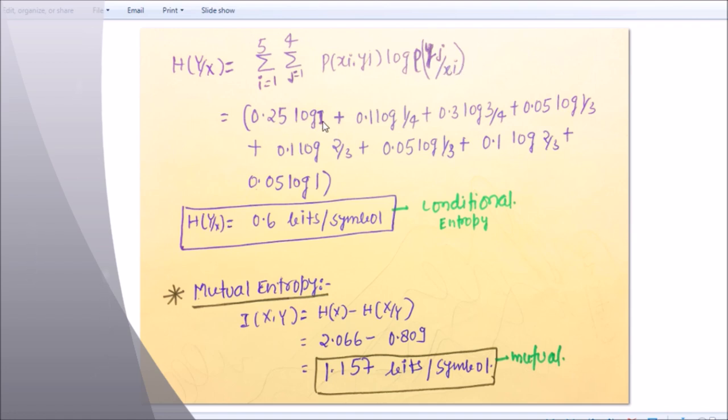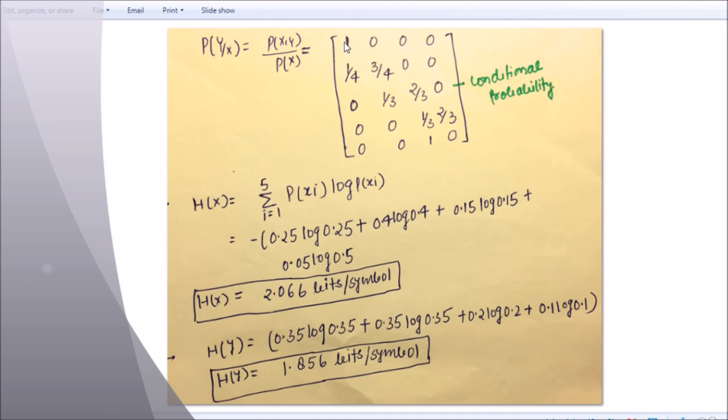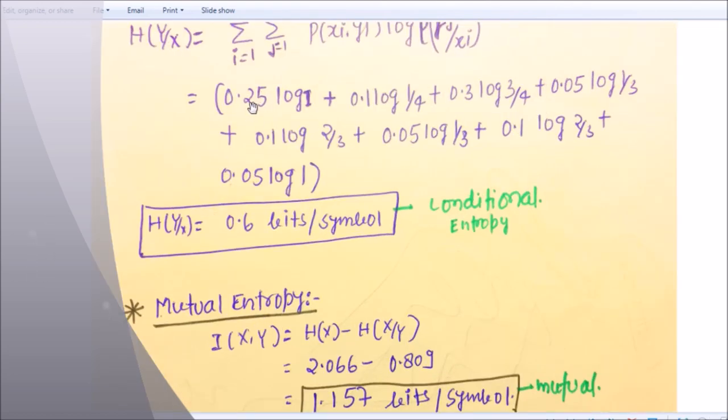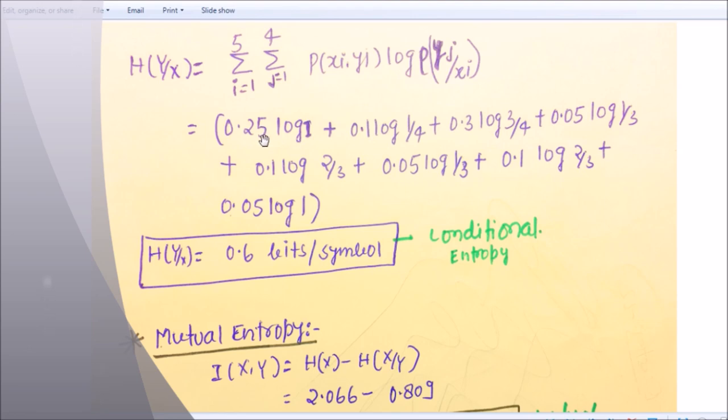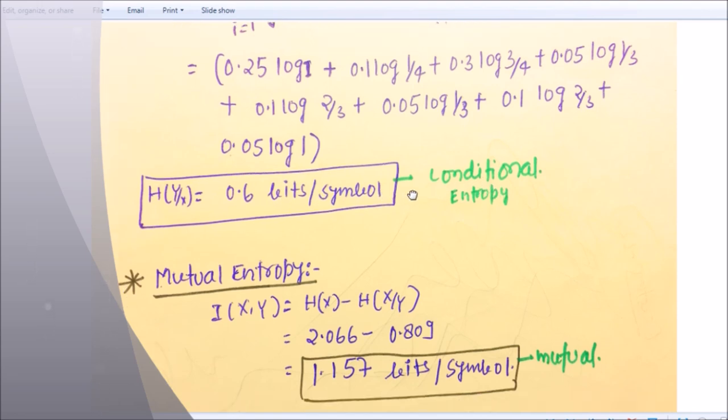So 0.25 log 1, 0.1 log 1 by 4, okay? So now I am taking this one from this matrix. This matrix, okay? See, this matrix. This is from the original matrix which is given in the question. And this is from the matrix which we found, okay? So, here Hy by X, after solving, I will get Hy by X is equal to 0.6 bits per symbol. This is called conditional entropy, okay?